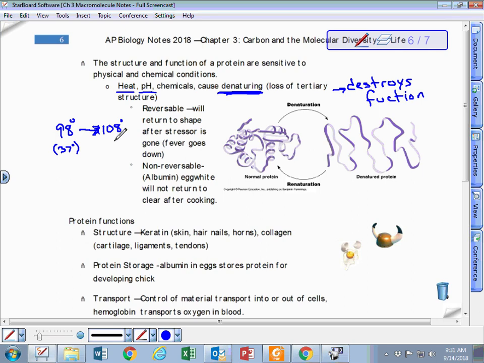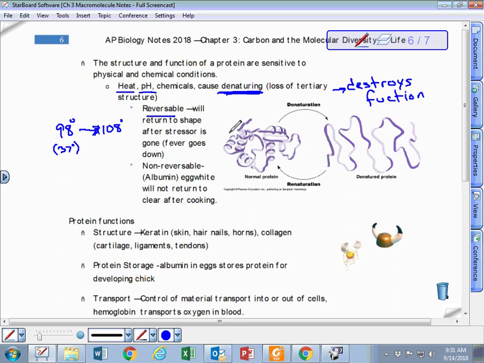Luckily, in you, if you can cool somebody back down, all of those proteins will coil back up again and start working because it's reversible. Even the ones in the brain. Yes, but you can't have gone too long. If somebody's got a fever of 107, you need to get like ice on this person.